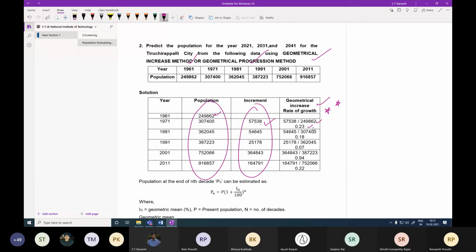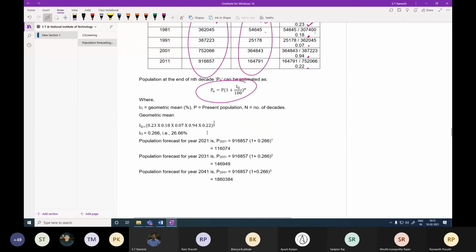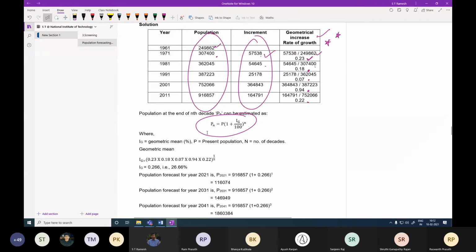Okay, you may get 0.23. That's the rate of growth, 0.23. This formula you can use. And the second one is the increment divided by the previous population into 100. So you may get 0.18%, 0.07%, 0.94%, 0.24%. Is it okay? So you can calculate like this. Is it fine? Yes, sir. Okay, so please make a note of this. Otherwise, you just go through it once before going for an activity. Okay, so this is very clear.